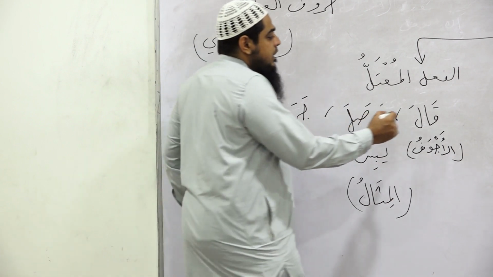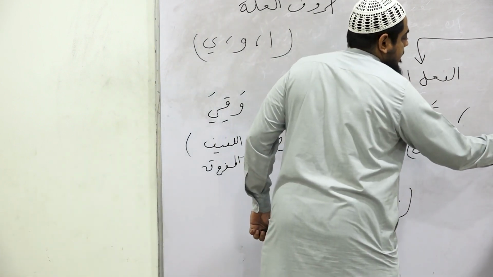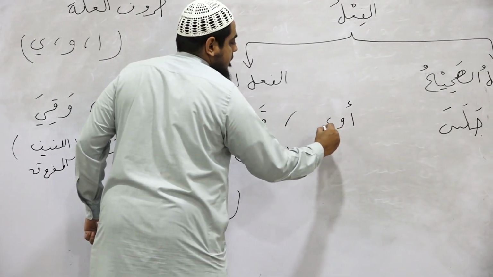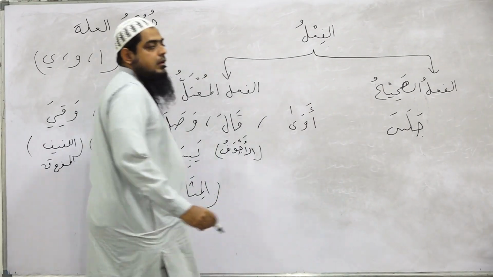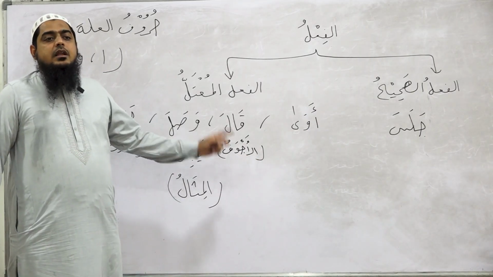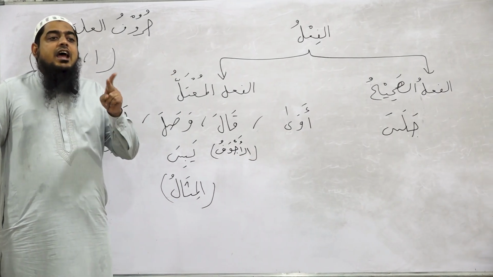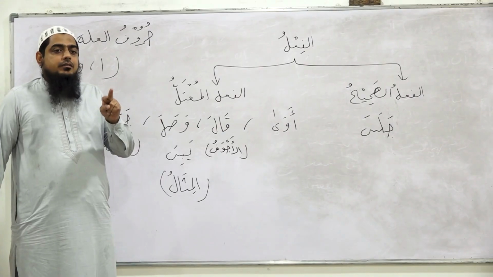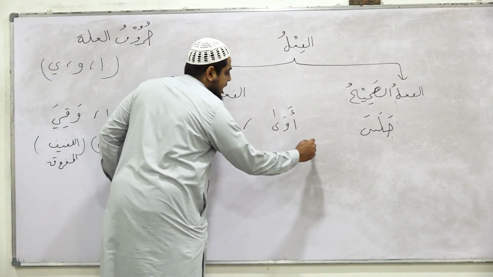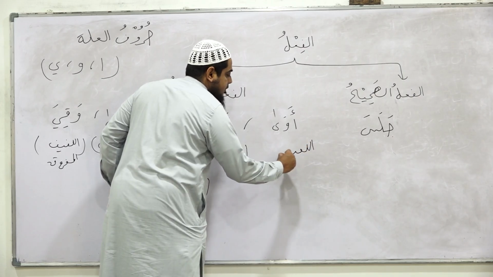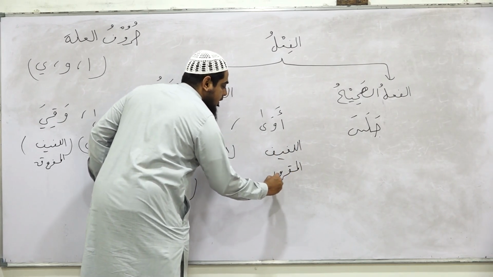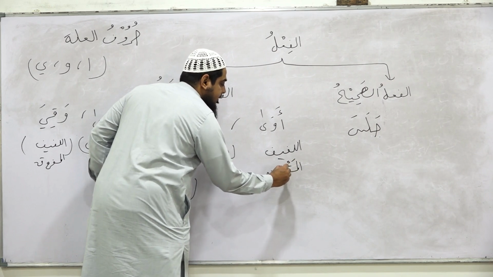If you have harful illah like this, where is harful illah now? Ain kalima as well as lam kalima. So you have two harful illah and both are back to back. Both are near, not separated. They say al-lafif al-maqroon. Maqroon means connected.